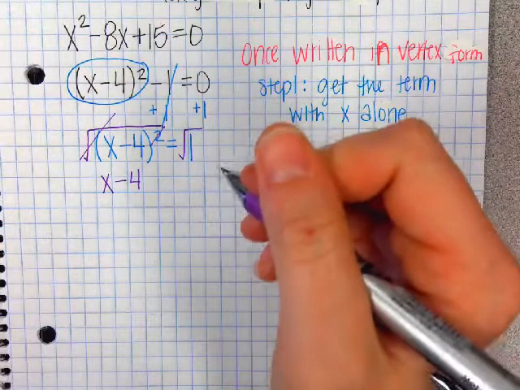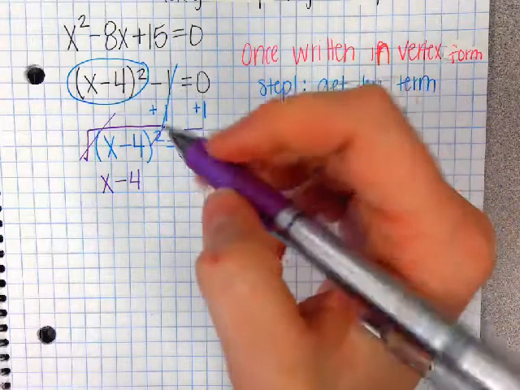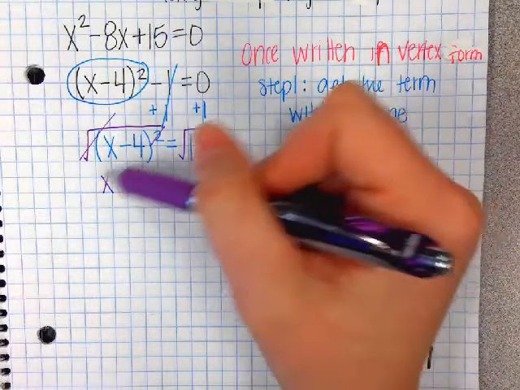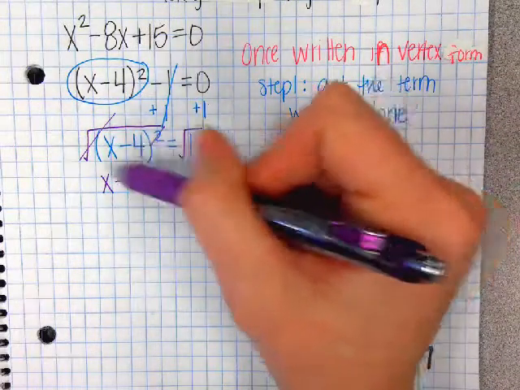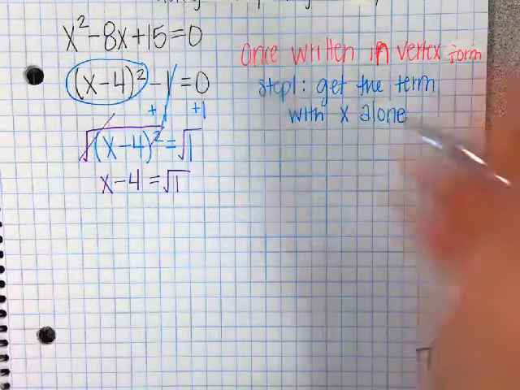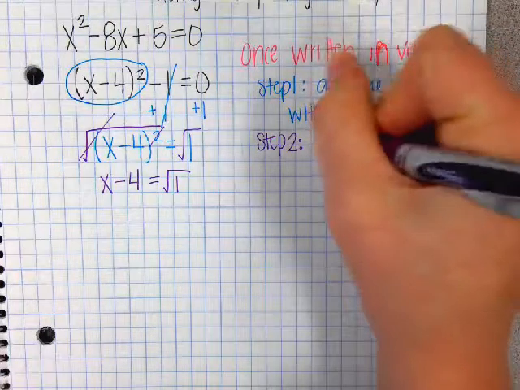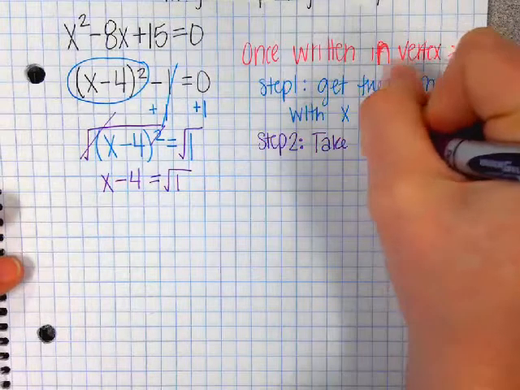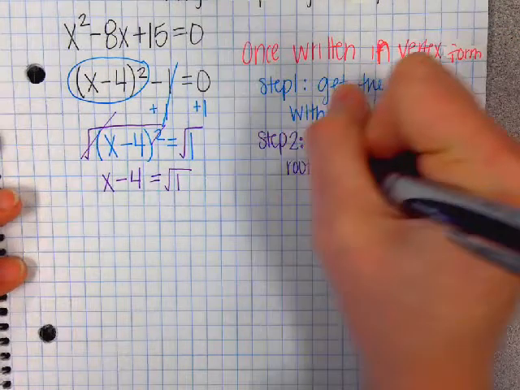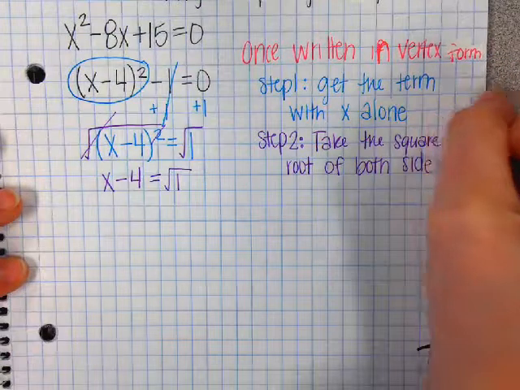Now, that is a little weird, so for those of you that are watching the video, make sure you ask if that does not make sense. So the opposite of squaring something is taking the square root, so you're left with just what was in the parentheses in the beginning. And then you have the square root of 1. So step 2, you take the square root of both sides.